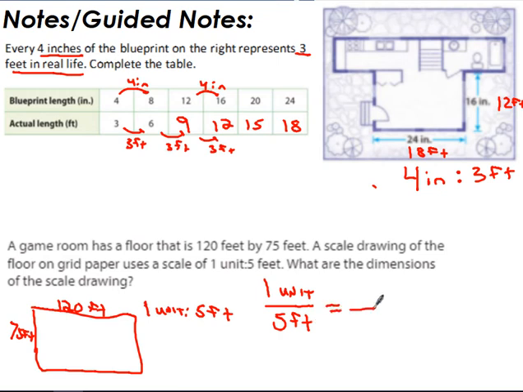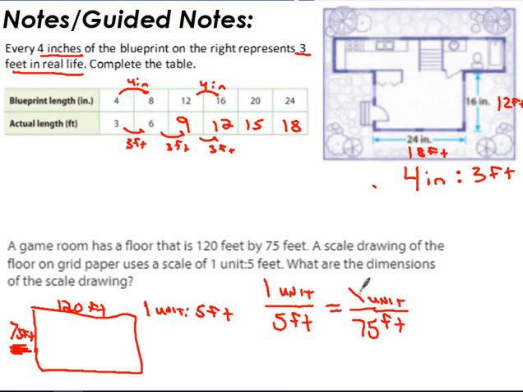I'm going to keep my fraction set up the exact same way. I have units on the top, on the left hand side where I did my scale, 1 unit. So I'm going to have units on the right, and feet on the bottom. And I'm going to use the information that I need to find out from my actual dimensions. I want to know how many units are represented for the 75 feet side. So to get from 5 to 75, I want to know how many units I'm going to have for 75 feet.